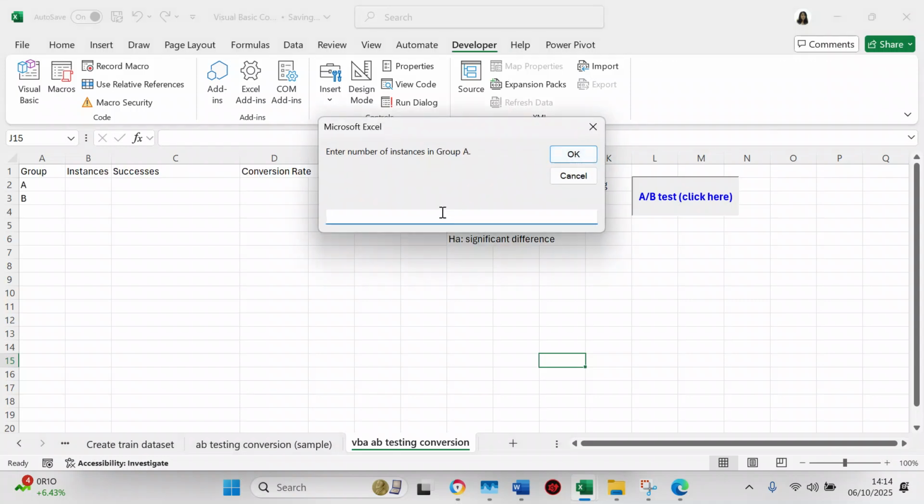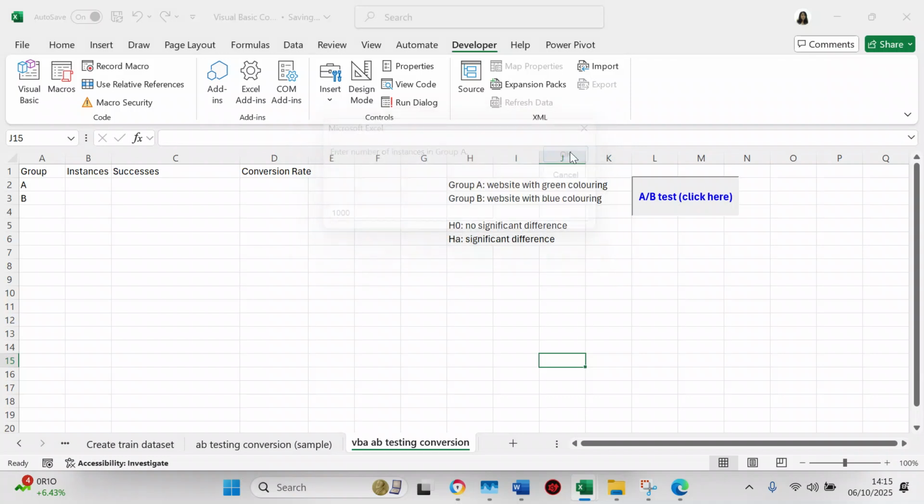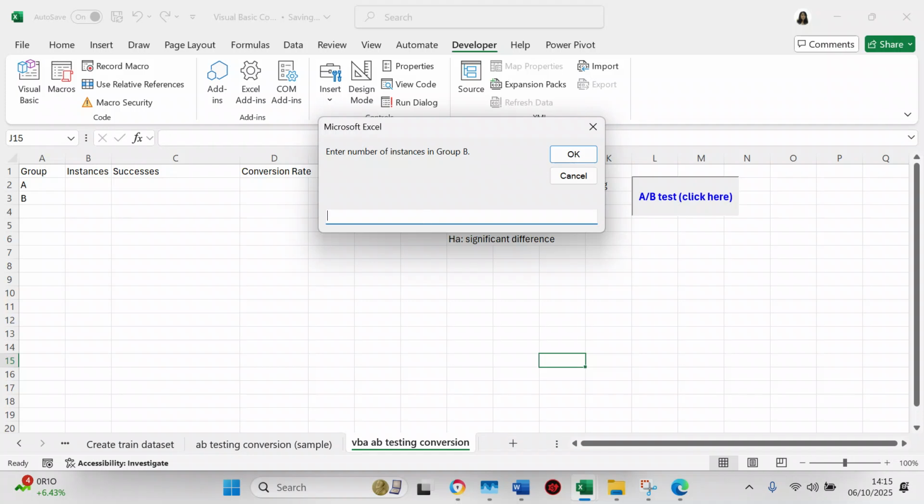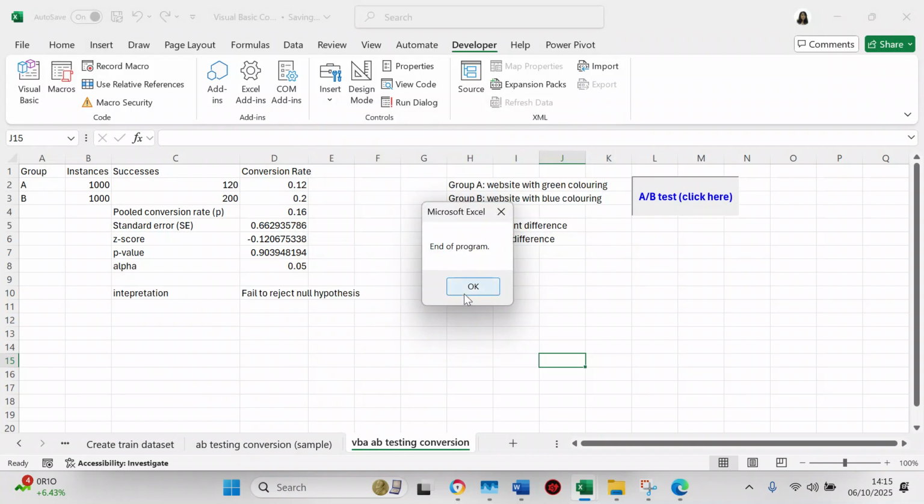Now we're going to enter instances of Group A. There's going to be 1,000 instances. Enter instances of Group B. There's going to be 1,000 instances. Then enter successes in Group A. We'll say 120. Enter successes in Group B. We'll say 200. Then enter the significance level, which is your alpha. 0.05 is your significance level. And that's the end of your program.